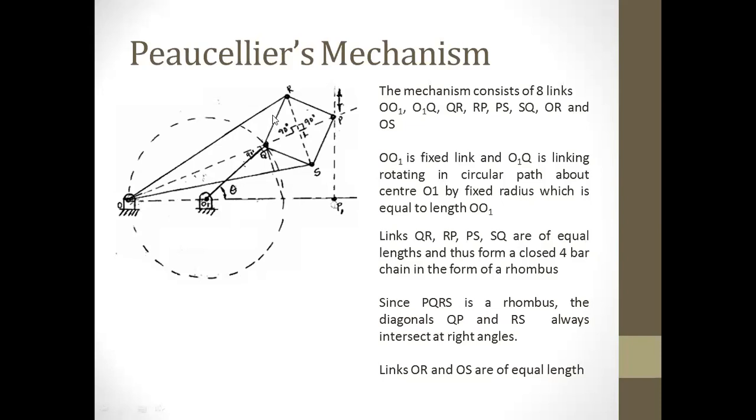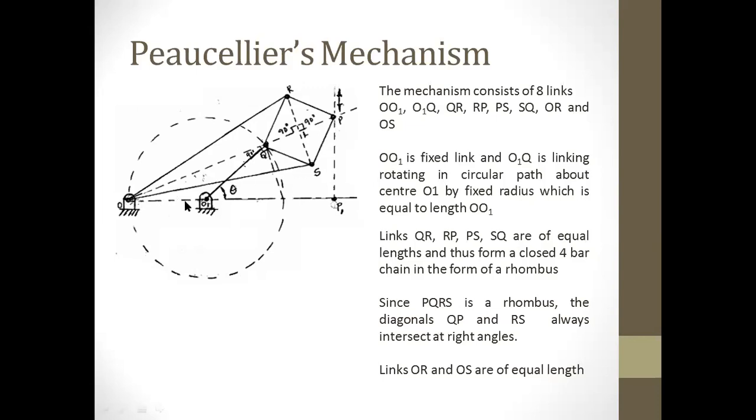One is the fixed link. We have a 4-bar link and 2 transverse links, so totally we have 8 links. This mechanism consists of 8 links, which are OO1, O1Q, QR, RP, PS, and QS, and again OR and OS. It looks like a kite. OO1 is the fixed link.